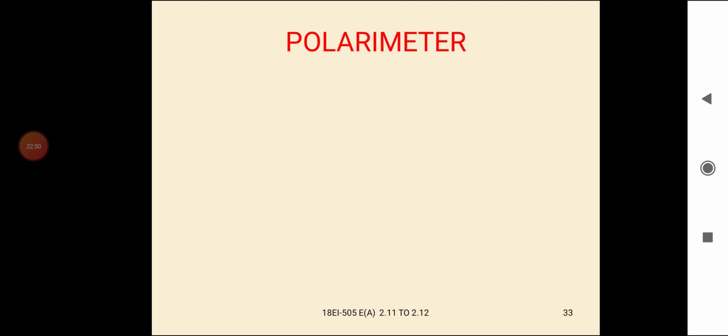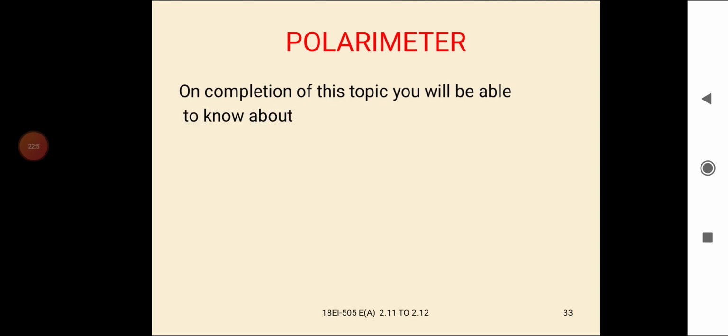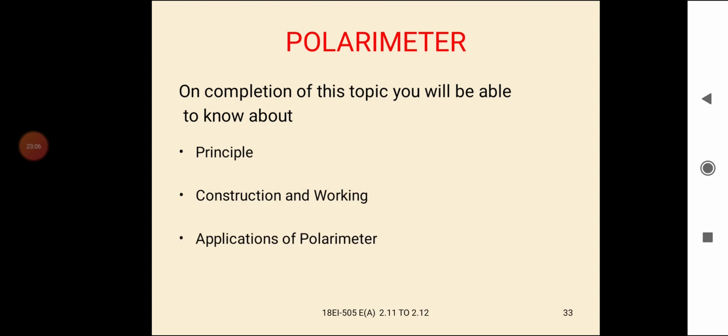Next topic is polarimeter. On completion of the topic, we will be able to know about the principle, construction, working and application of polarimeter.